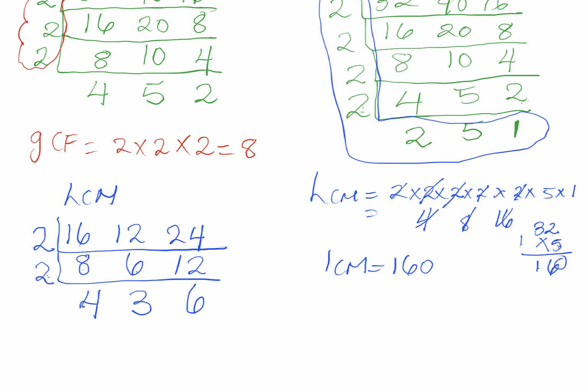Now, you have a choice of who you're going to pair, because you could pair the 3 with the 6, or you could pair the 4 with the 6. So we're going to pair. I'm going to pair the 4 and the 6. So the 3, I'm going to bring it down, right? And the 4 and the 6 is who we're working with, and you can divide by 2. So 2 goes into 4 2 times, 2 goes into 6 3 times.